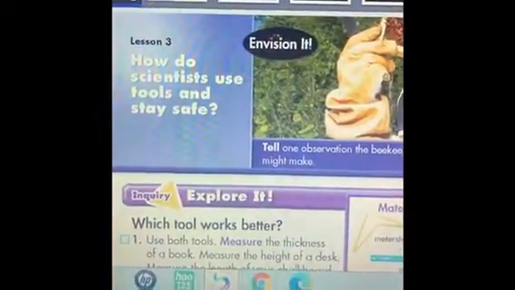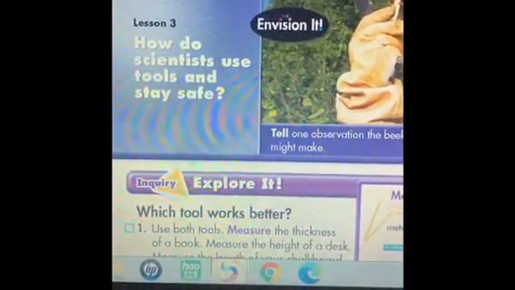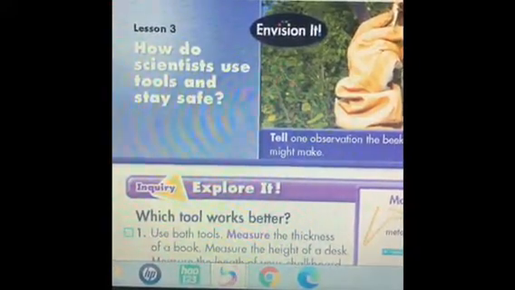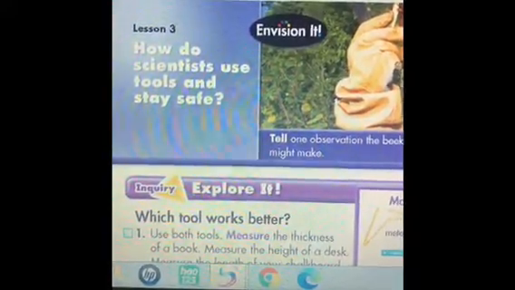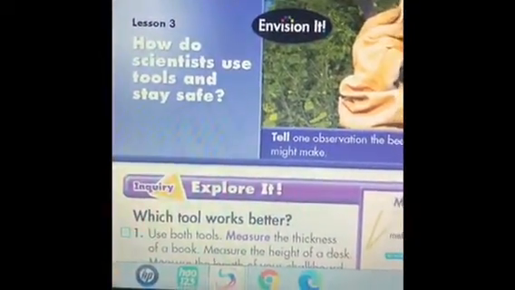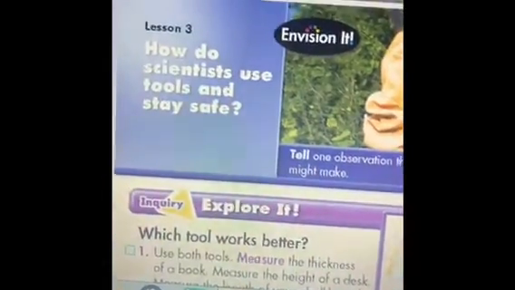Okay, today inshallah we will start a new lesson. Lesson 3 in chapter 4, part 1, the nature of science. Lesson 3 in part 1, nature of science: how do scientists use tools and stay safe? Okay, open with me page 183.